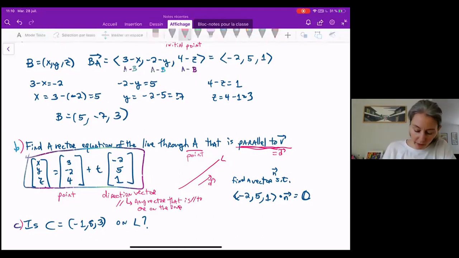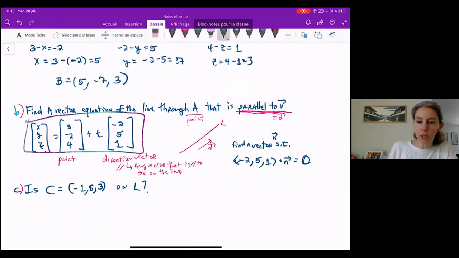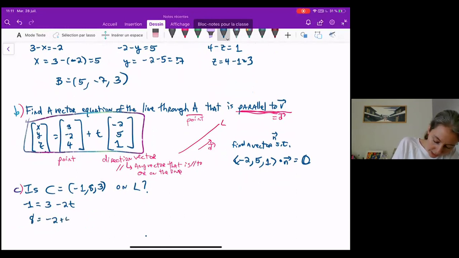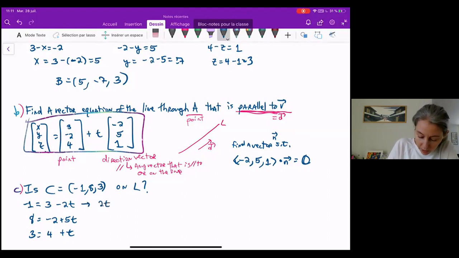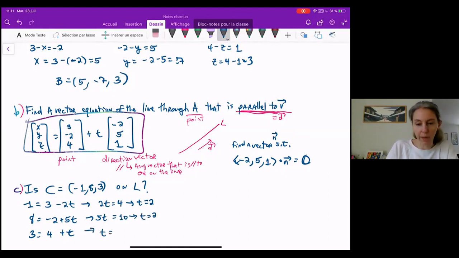Okay, now I want to know if (-1, 8, 3) is on the line. Now we've said it's useful to write this in parametric form. So in other words, I'm looking for t such that -1 is equal to 3 minus 2t, 8 is equal to -2 plus 5t, and 3 is equal to 4 plus t. So this would tell me that 2t is equal to 4, which would give me t equals 2. It would tell me that 5t is equal to 10, which would again give me t equals 2. But here, what t would this give me?